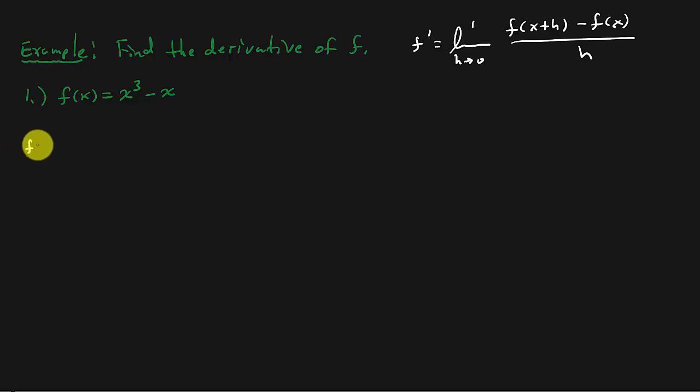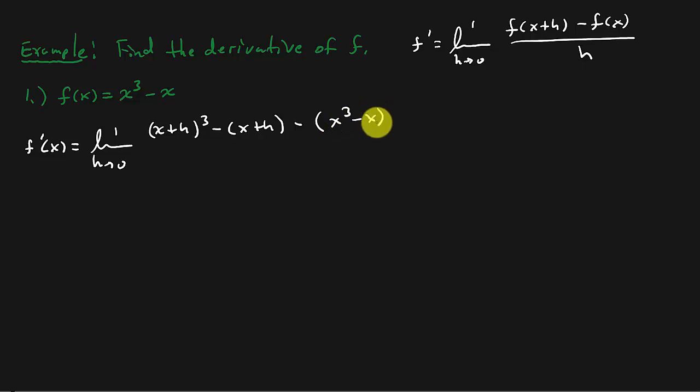So the derivative, f prime of x, is equal to the limit as h goes to 0 of f of x plus h. That means we take the x plus h and plug it in for x here and here. So that's going to be x plus h cubed minus x plus h. That's our f of x plus h minus f of x. Well, what's f of x? F of x is x cubed minus x. And then that's all over h.